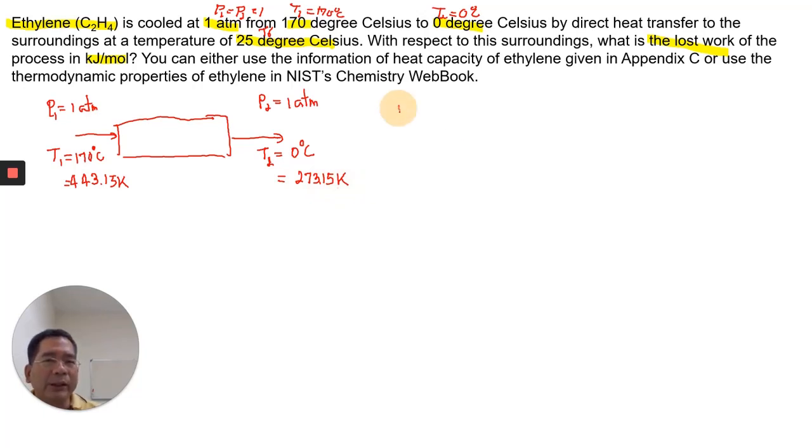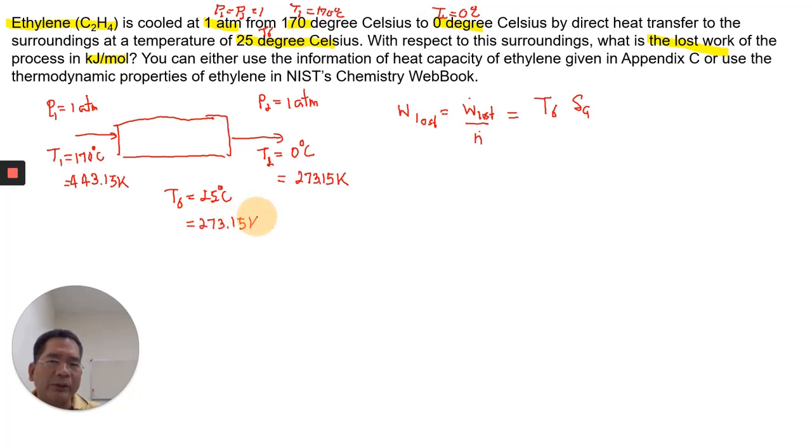So we were asked to calculate W loss, which is actually W dot loss over N dot. We know that this value is just the product of T sigma and Sg. So according to the problem statement, T sigma is 25 degrees Celsius or 298.15 Kelvin. So what is left for us to do is to calculate Sg.